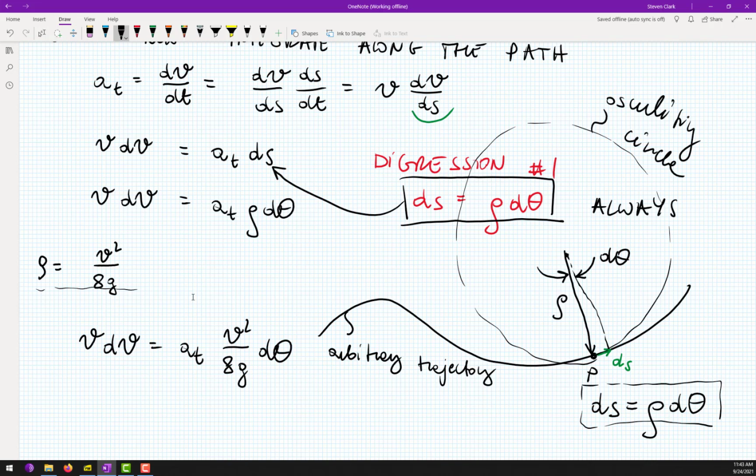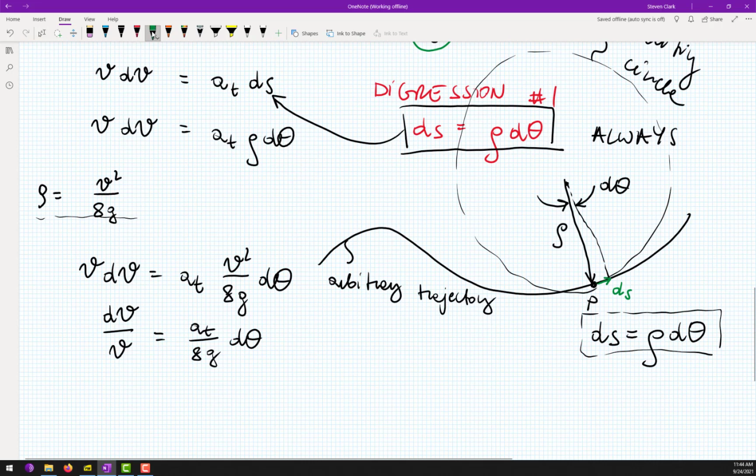V squared appeared on the right hand side. Everything with v should be on the left hand side, so I have to bring it there. So we will end up with dv over v equal to at over 8g d theta. Now we can integrate. We switch from v0 to v final, and maybe somebody can tell me what the integration bounds are, how theta changes. 0 to pi over 2, perfect.